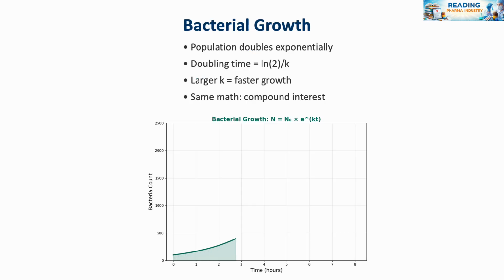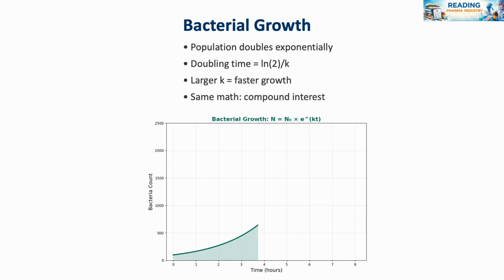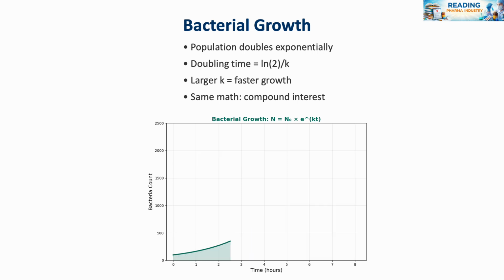Let's look into this and model bacterial growth. So you will notice that the population doubles exponentially. The doubling time equals the natural log of 2 divided by k. k is a constant, so larger k means faster growth. This same mathematics applies to other applications in finance, as explained earlier on, like compound interest. So basically money growing exponentially in your savings account.